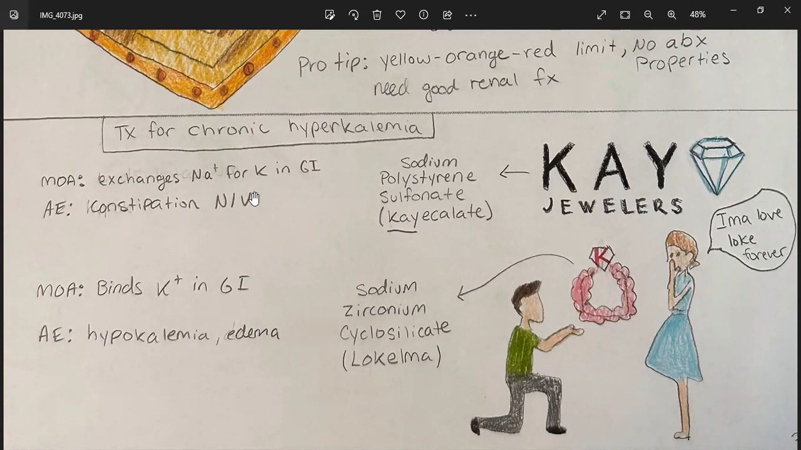Your Kayexalate is going to exchange sodium for potassium in the GI, and then this one is going to bind potassium in the GI tract. Adverse effects are just GI effects, so constipation, nausea, vomiting, hypokalemia, because you could eliminate too much potassium, and then edema.